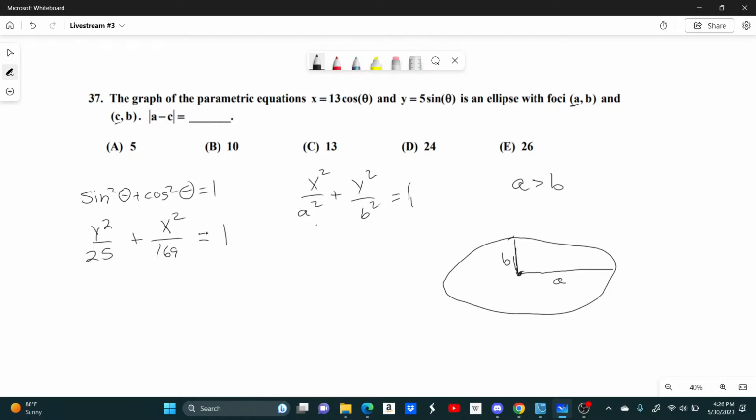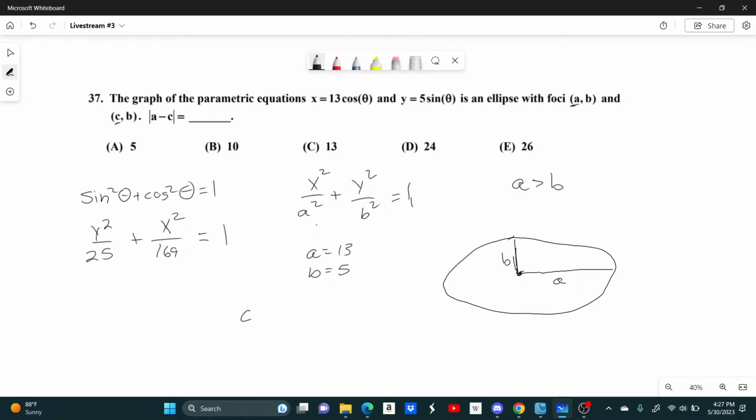So in this case, our a is going to be 13, and our b is going to be 5, right? Square root, because underneath here is a squared and b squared, not a and b. Wait, scratch that, just ignore it because it was a little bit confusing. So we have a is 13 and b is 5.